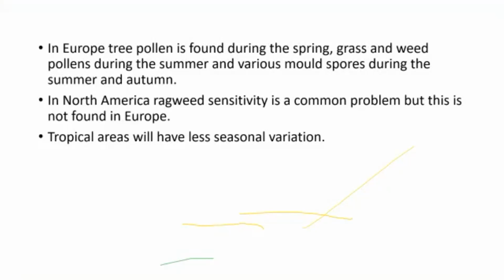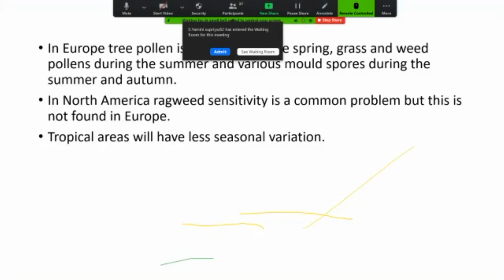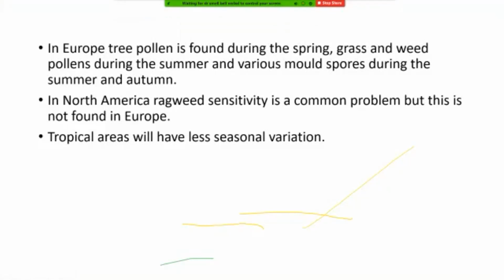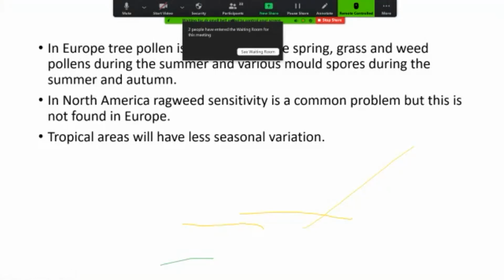In North America, ragweed is very important, so you have to keep a gap in between these things. Ragweed is very important, not in Europe, but especially in Europe, as you could see, pollen in spring, and grass and weed in summer months. Spores are seen in the summer and autumn.